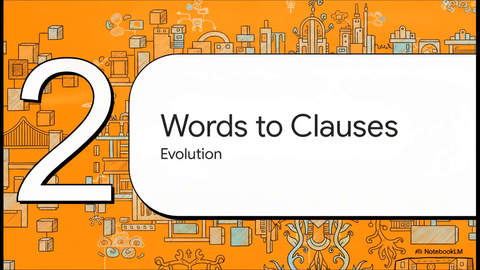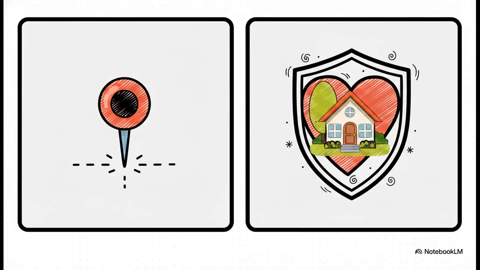Moving on to section 2, evolution, words to clauses. Let's actually watch this evolution happen step by step. Think about a really basic adverb of place. She is here. It's grammatically correct, sure, but it's pretty flat. Now contrast that with the clause version. She sits where she feels safe. We've completely replaced the single word here with a dependent clause featuring a subject, she, and a verb phrase, feels safe. Suddenly, the location is no longer just a physical spot in a room. It's entirely defined by an emotional condition.